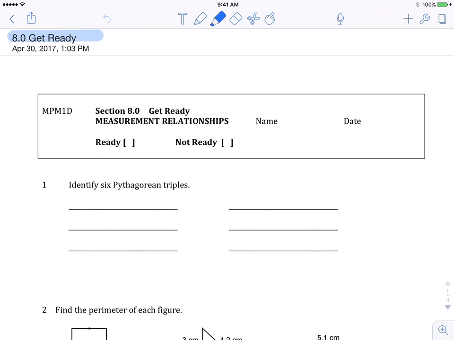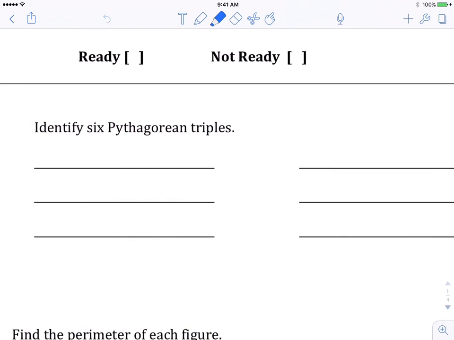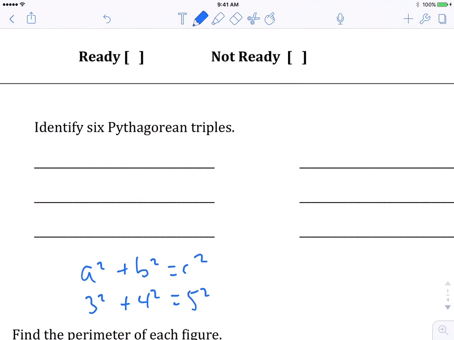So, identifying Pythagorean triples. A Pythagorean triple is a set of three numbers that satisfy, and I want to be careful in using math language here, three numbers that satisfy the Pythagorean theorem. So we know that the Pythagorean theorem is a squared plus b squared equals c squared. For example, 3, 4, and 5, so I'll say 3 squared plus 4 squared equals 5 squared. And of course, we know 3 squared is 9, 4 squared is 16, and 5 squared is 25. And of course, 9 plus 16 is 25, so 25 equals 25.